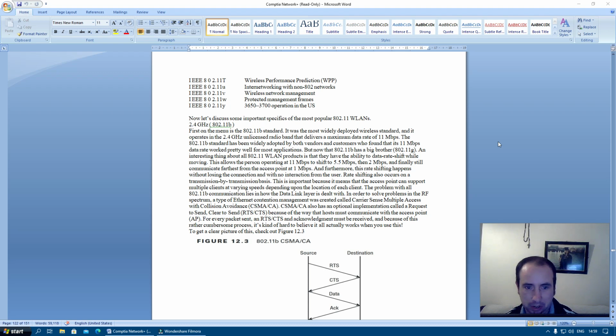IEEE 802.11w: protected management frames. IEEE 802.11y: 3650 to 3700 operation in the US.